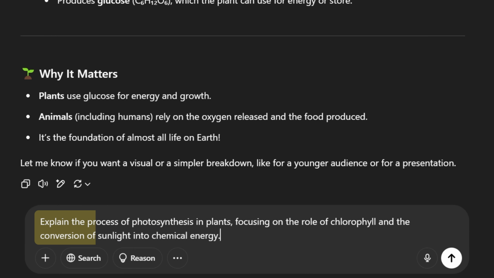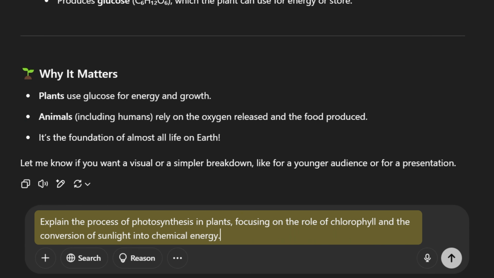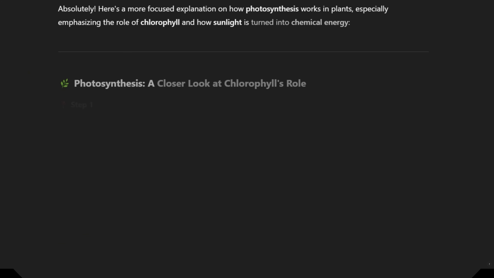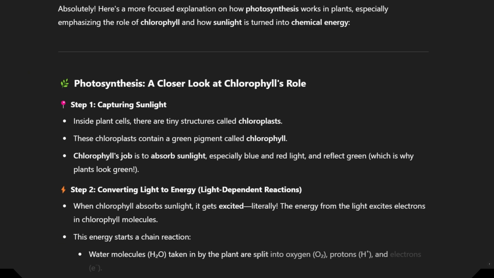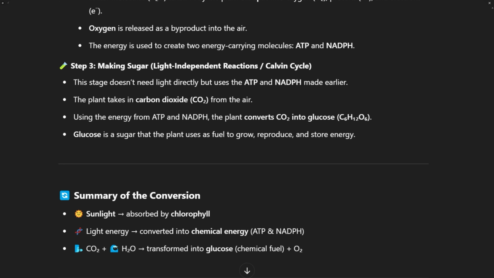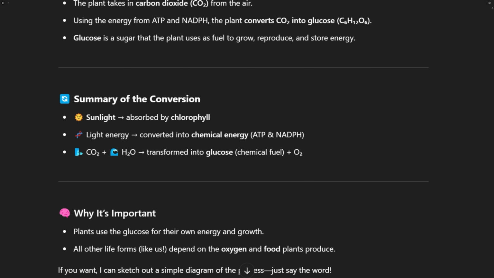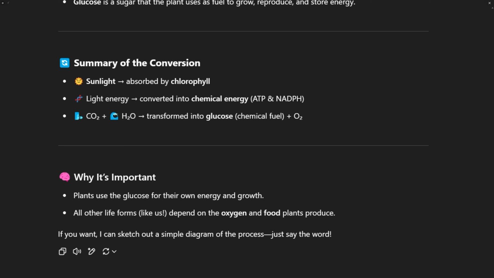For an example, I'll write, explain the process of photosynthesis in plants, focusing on the role of chlorophyll and conversion of sunlight into chemical energy. Now, if you see this question itself, it has a lot more details and priming information. Along with the process of photosynthesis in plants, I have said focus on the role of chlorophyll and the conversion of sunlight into chemical energy.